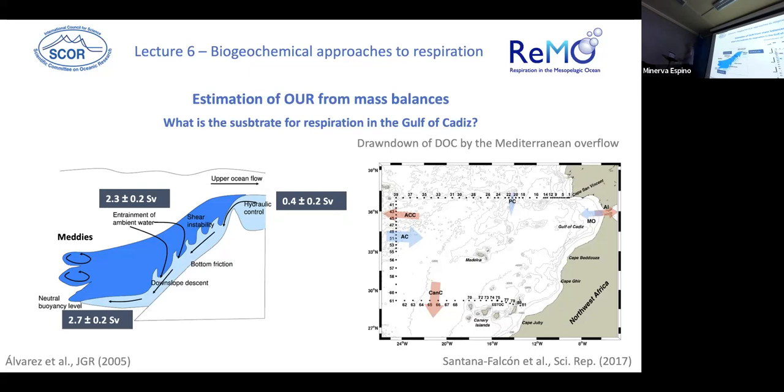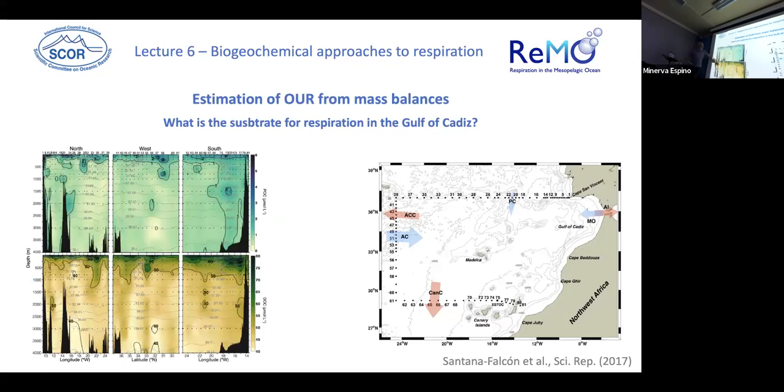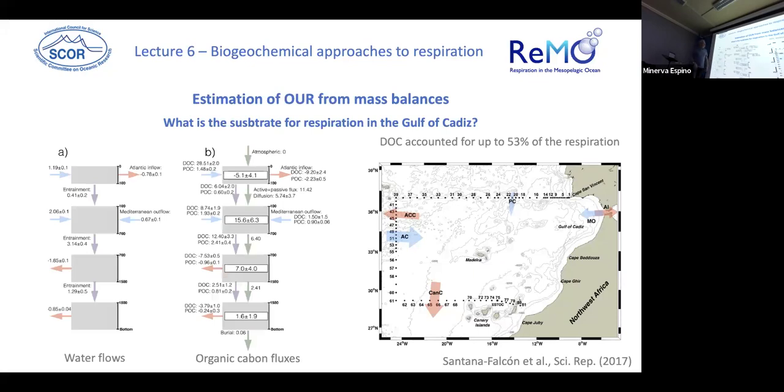Okay. And well, these are the distributions that we get, and these are the balances that we obtain. This is just an example of all those letters that you see in the box, in and out. And the final result is that DOC accounted for up to 53% of the respiration of carbon in this area. And this is created by this Mediterranean water in the Strait of Gibraltar.